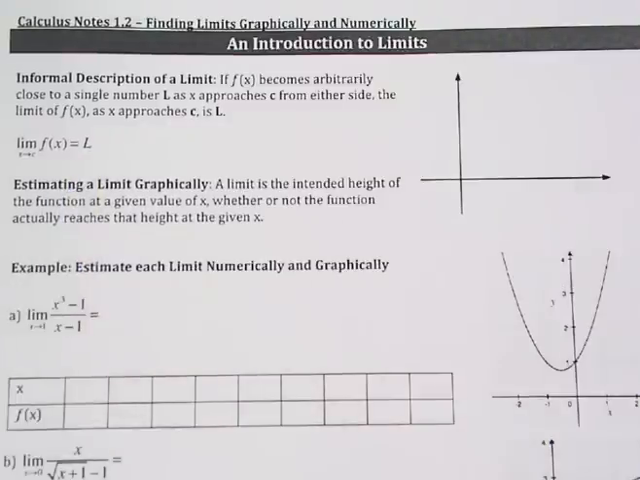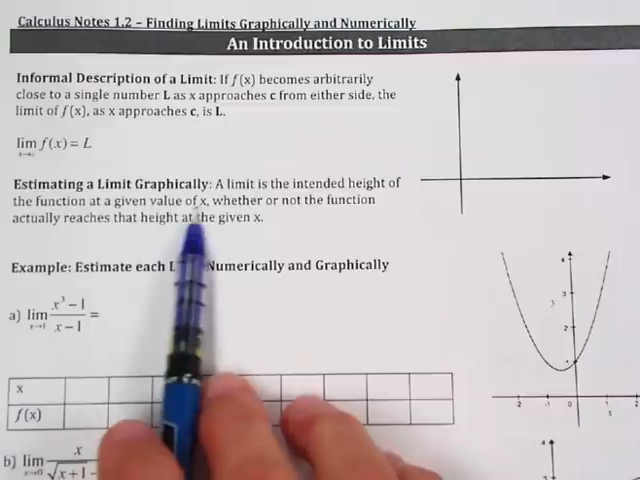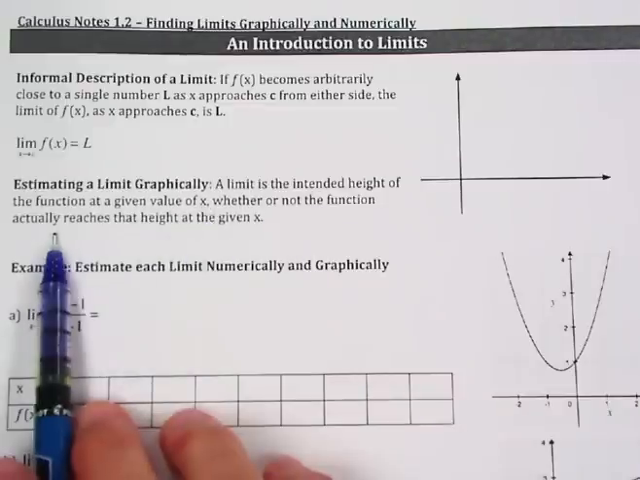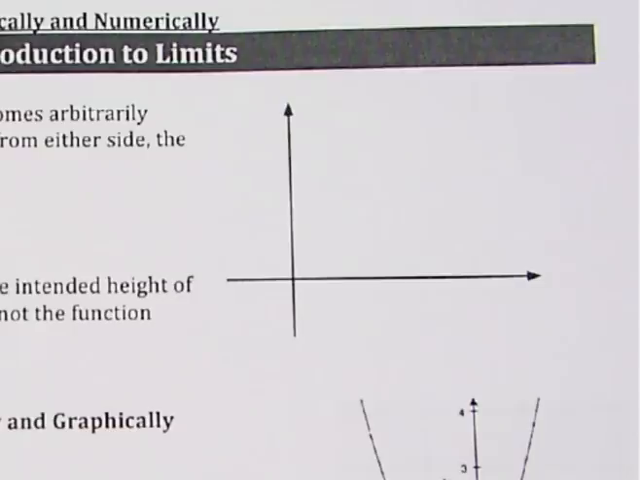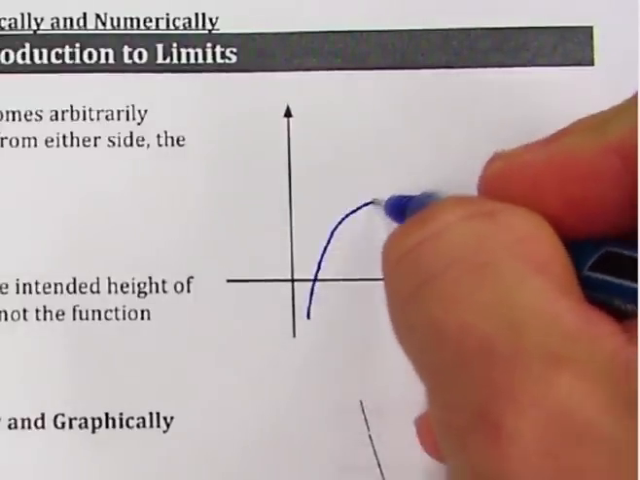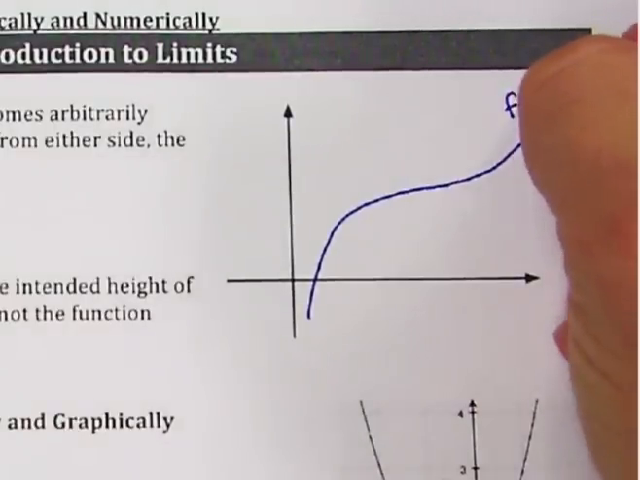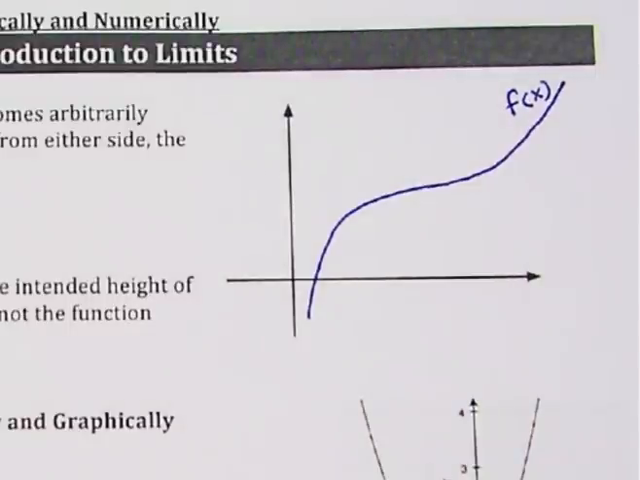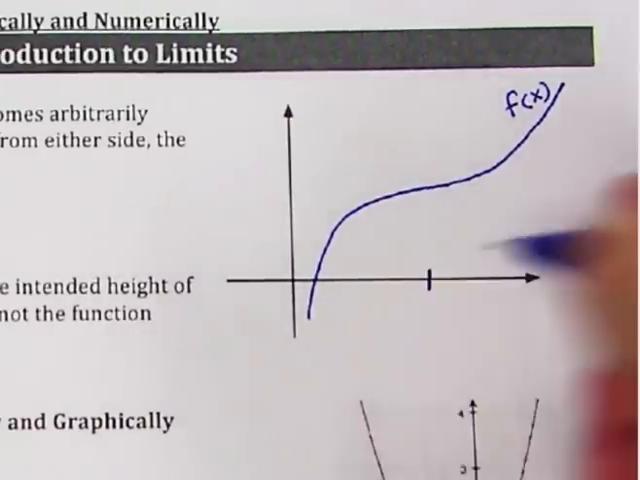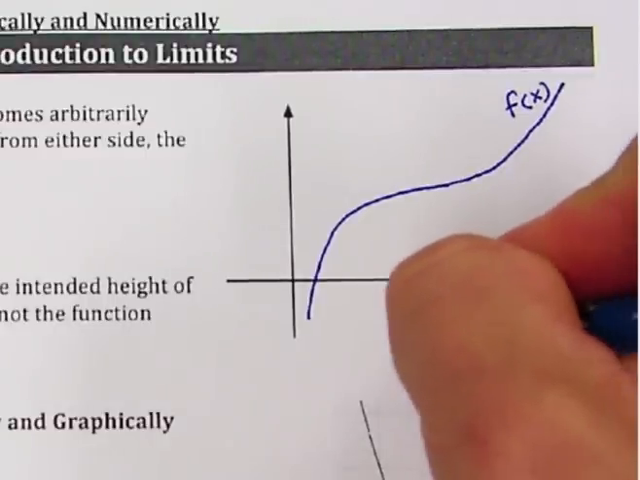So let's look at this graphically and see what we mean. A limit is the intended height of the function at a given value of x, whether or not the function actually reaches that height at the given x. So I'm just going to draw a curve over here. It can be any curve. And this is going to be our function of x. And we want to find the limit of our function as x approaches this value called c.